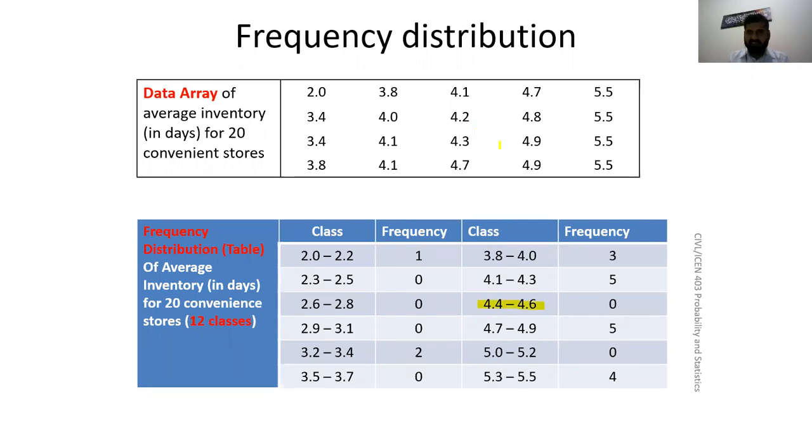For example, I pick 4.4 to 4.6. Here you see there is nothing between 4.4 and 4.6. Or, this is not a good example. Let's take 4.1 to 4.3. How did I get 5? 4.1, 4.1, 4.1, 4.2, and 4.3, right? So from 4.1 to 4.3, I got 1, 2, 3, 4, 5 observations. Similarly, you can get all these values. So this is another frequency distribution of the same data with a different number of classes.